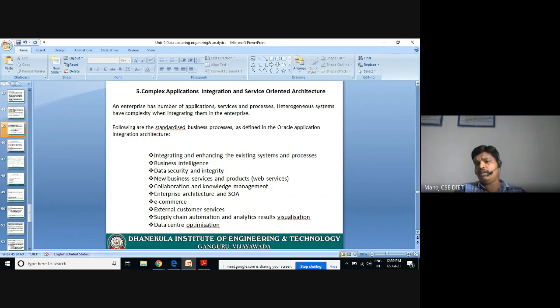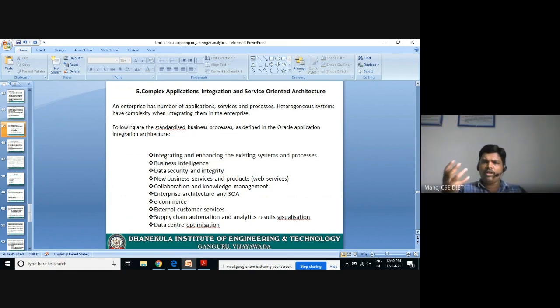We are integrating and enhancing the systems and processes. We are not removing or eliminating or deleting any resources which are existing. We are utilizing the existing systems here. We are integrating and enhancing the existing systems. We are not upgrading, we are not removing. We are just utilizing the existing systems here.